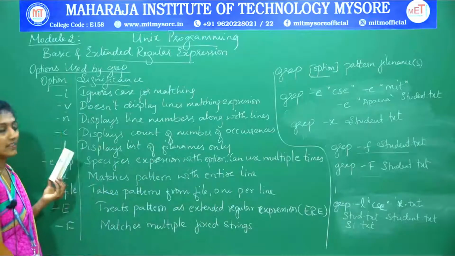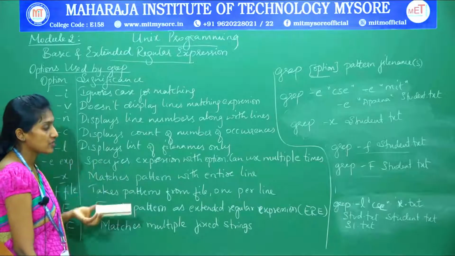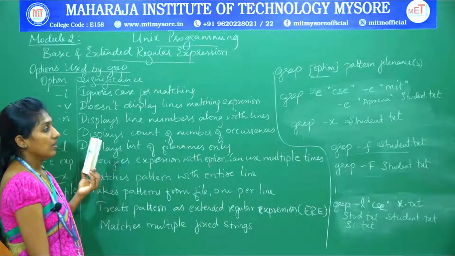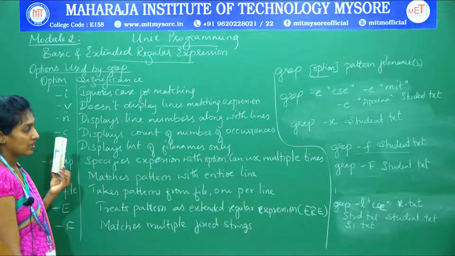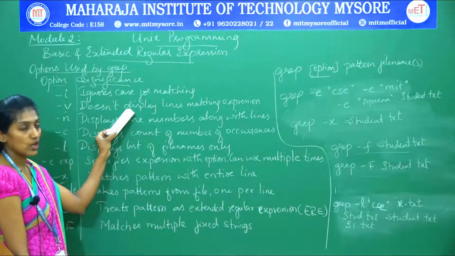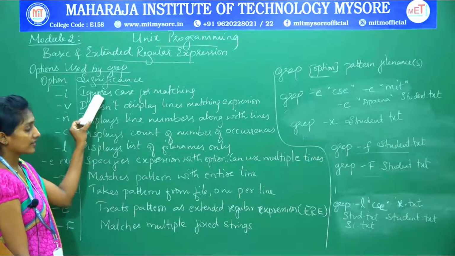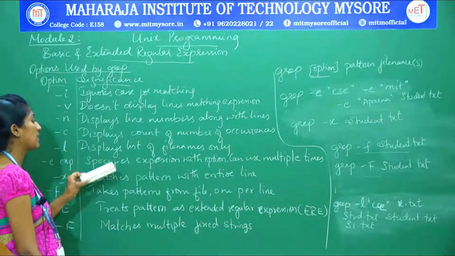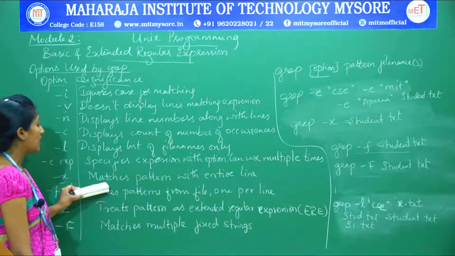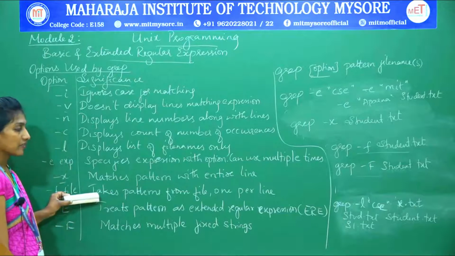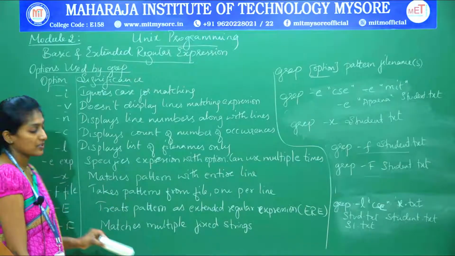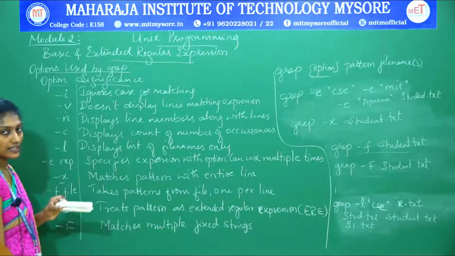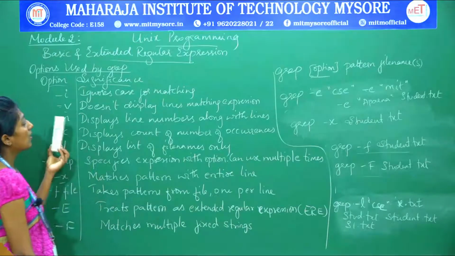So these are the basic regular expression sets which can be used for matching different kinds of patterns: displaying the line number, ignoring the lines which the user doesn't want, ignoring the case, displaying the list of file names, displaying the count of the number of occurrences of a particular pattern, specifying multiple patterns, matching the pattern with an entire line, taking patterns from a file, and also patterns as an extended regular expression with the options capital E and capital F. So these are the different options used by the basic grep command or the regular expression.